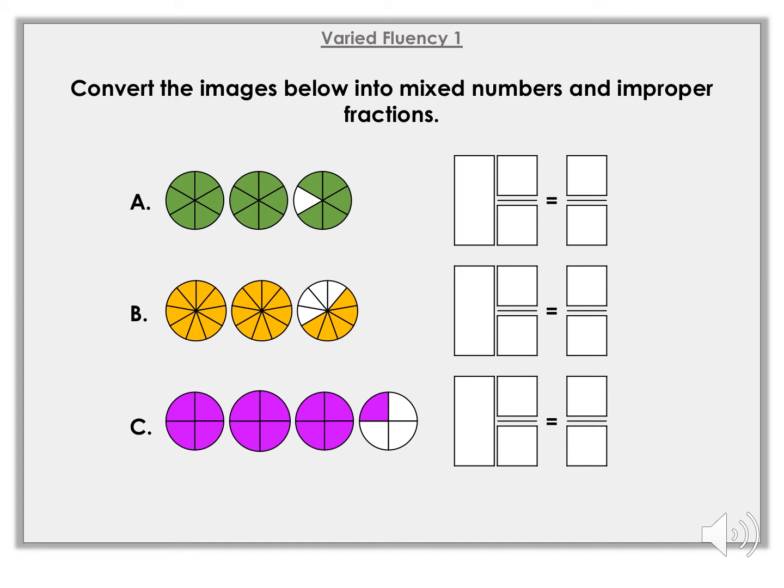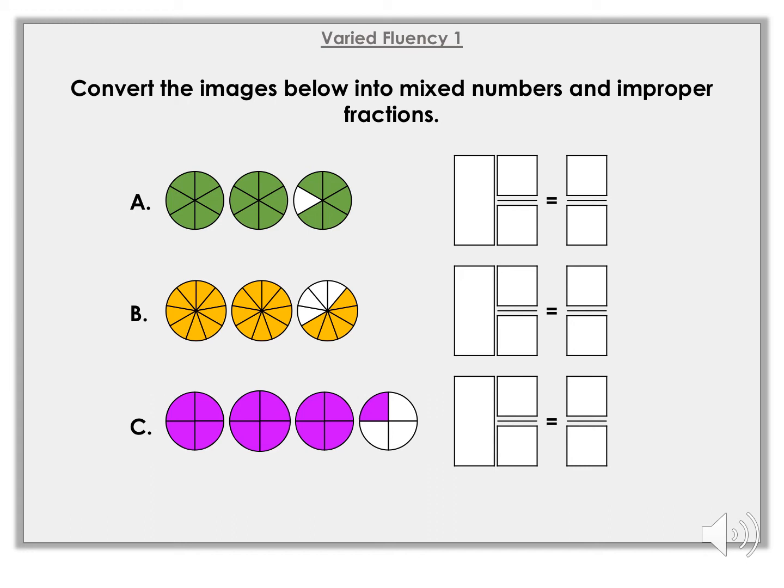It says, convert the images below into mixed numbers and improper fractions. So what you are doing is changing it first into a mixed number. So for A, you have got 3 circles. They are split into how many pieces? If you count them up, they are each split into 6 pieces. They are in sixths. Okay? And for your mixed number, straight away, you can put how many wholes there are. How many whole circles are coloured in. So I'm hoping you are seeing 2. So the number is 2.